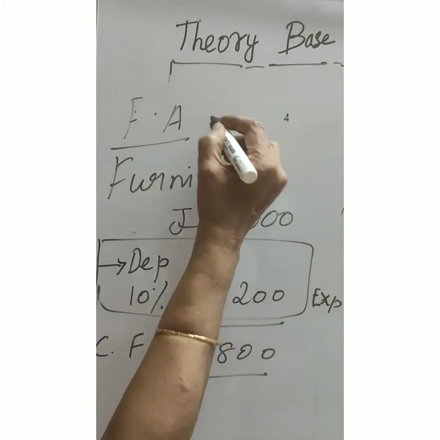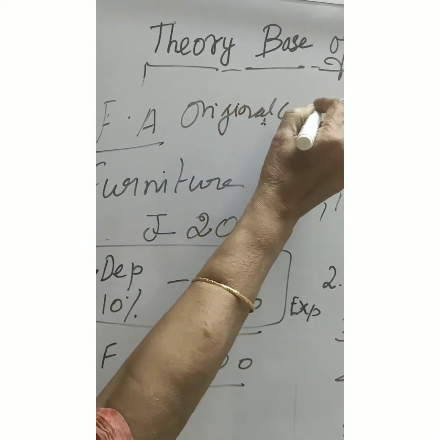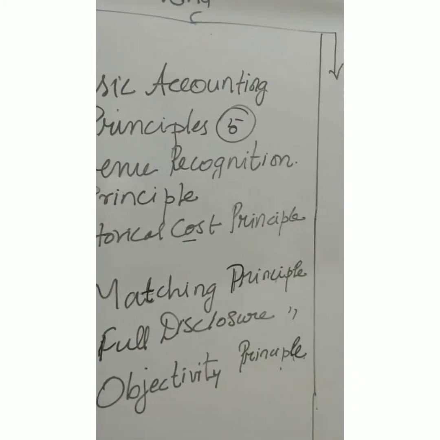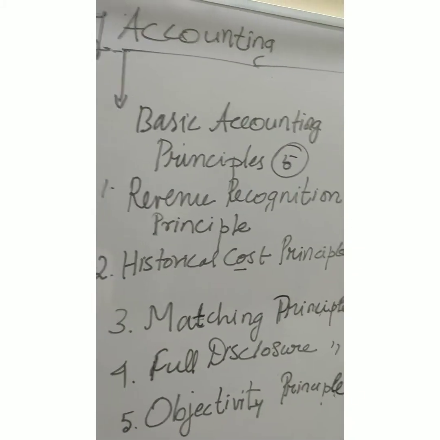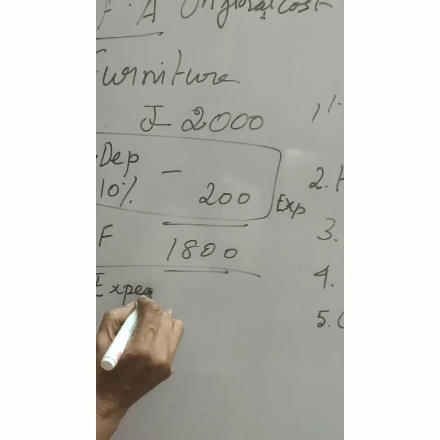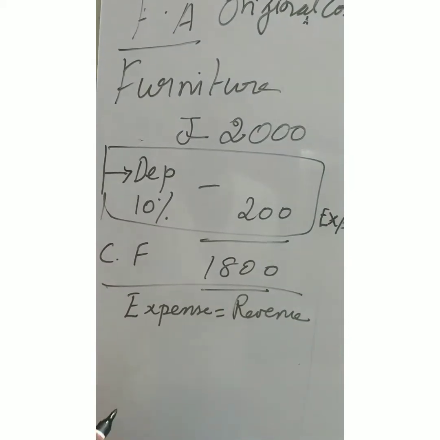That means original cost assumption or principle, original cost principle. Third one is matching principle. Matching principle, let us say that expense should equal to revenue. Expense should equal to revenue.